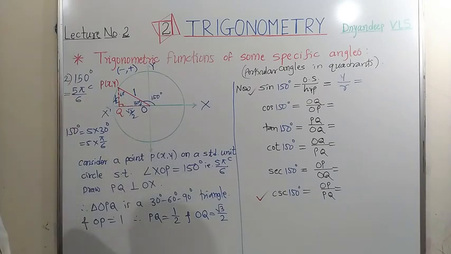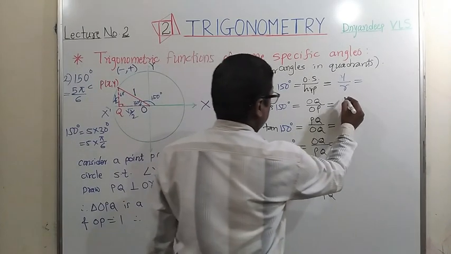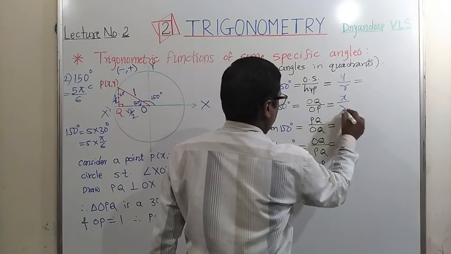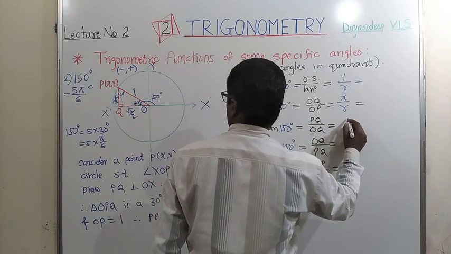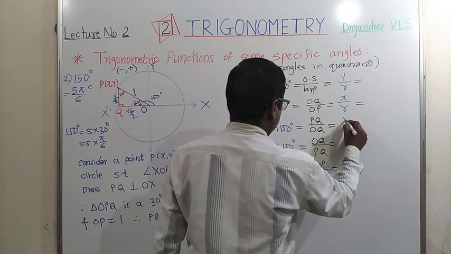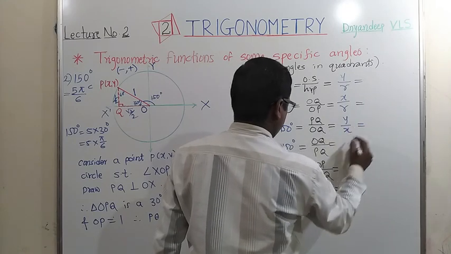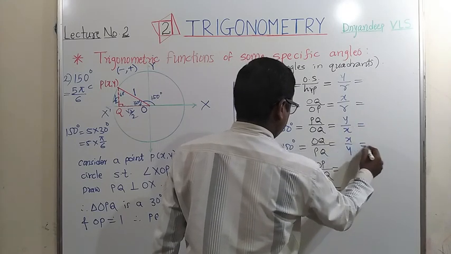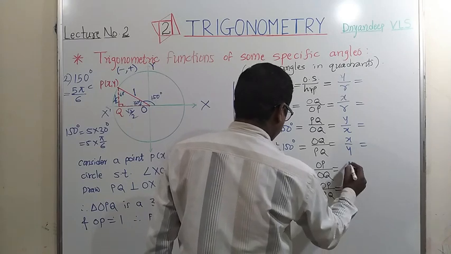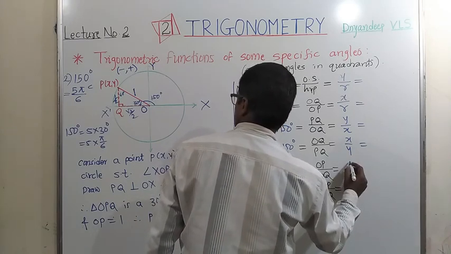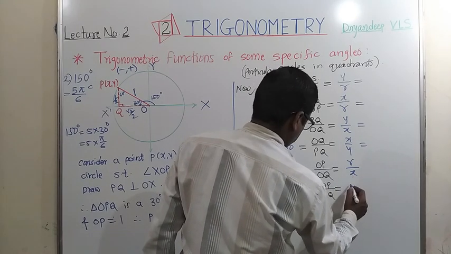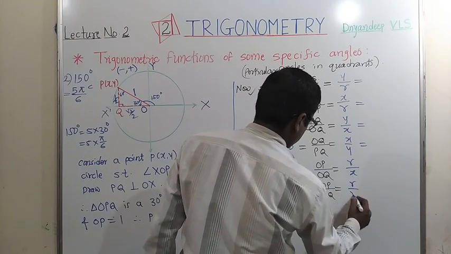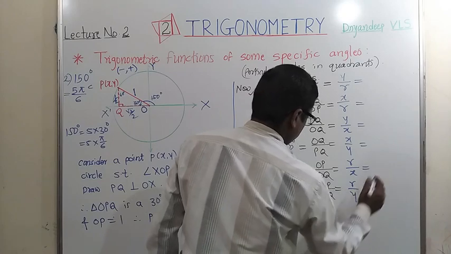So okay, instead of that we will consider here x upon r, or PQ is nothing but y. Tan is y upon x, cot is x upon y, and sec is OP, that is r upon x, and cosec is r upon y. So it is equal.